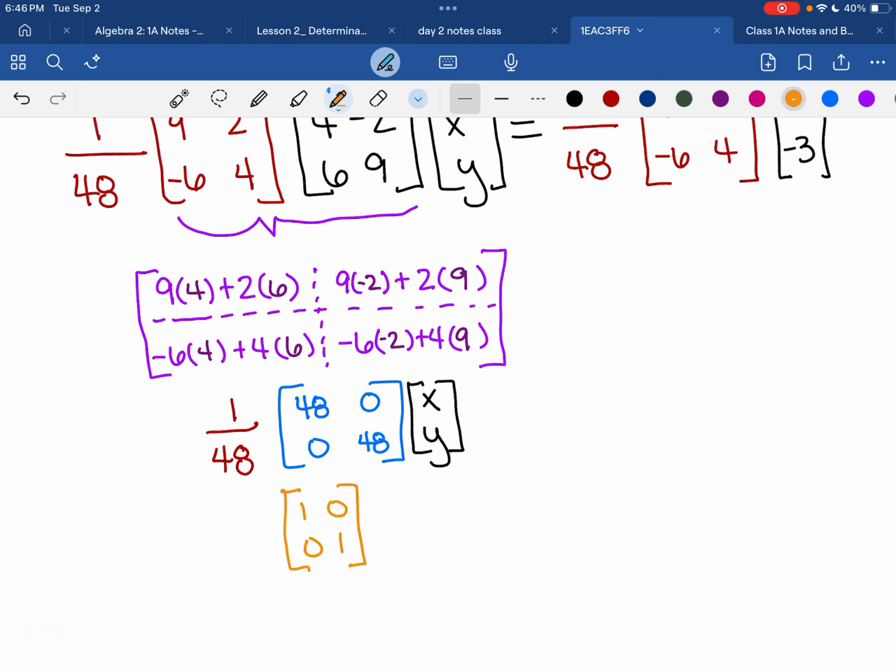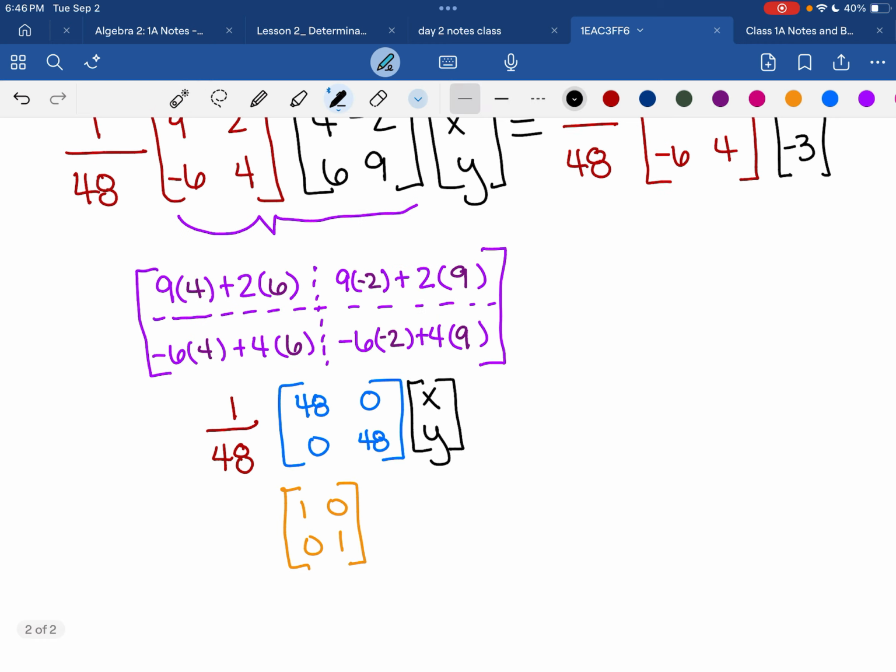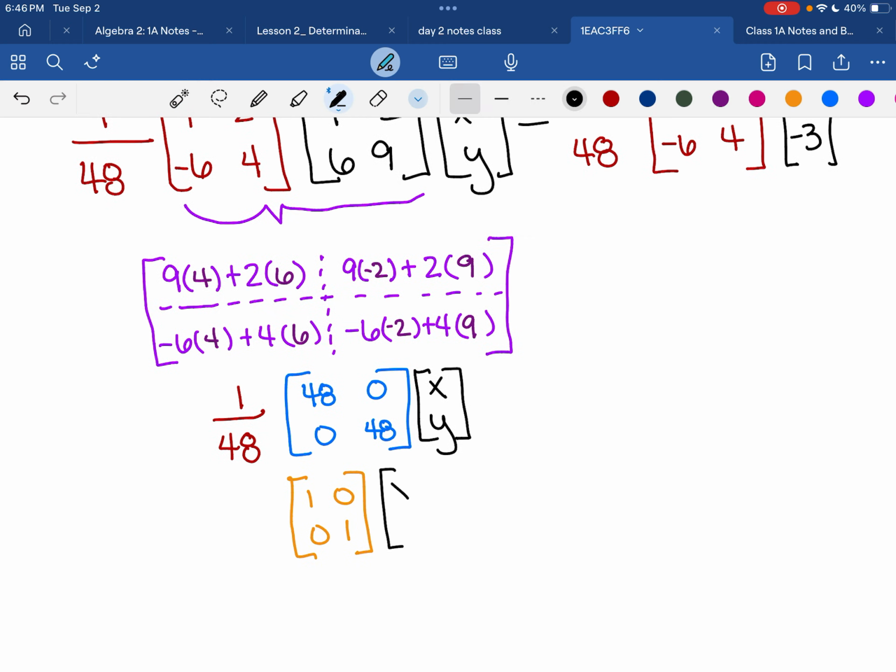What I did is I took this times that value, got that value, and then I took 1/48 times 48, and I got this one, and 0 times anything is 0. So that's my identity matrix. And what I'm going to do here is put in my X and Y equals, okay. And then over here off to the other side, I'm going to do the same thing. I'm going to have 1/48 brought down.